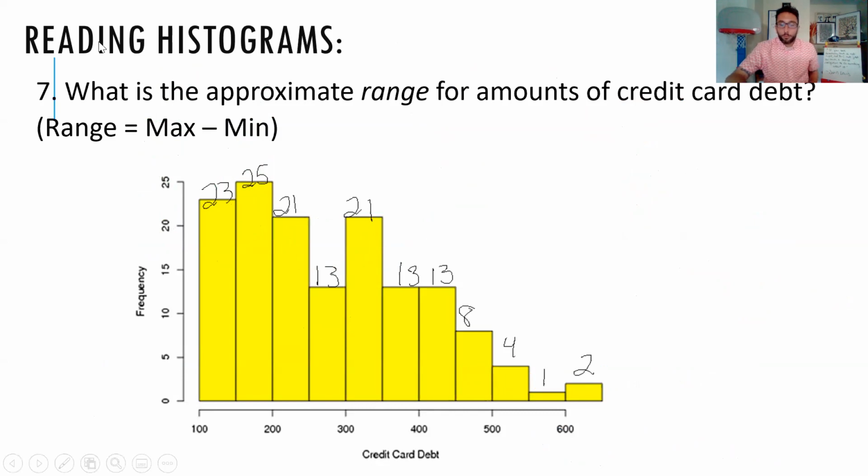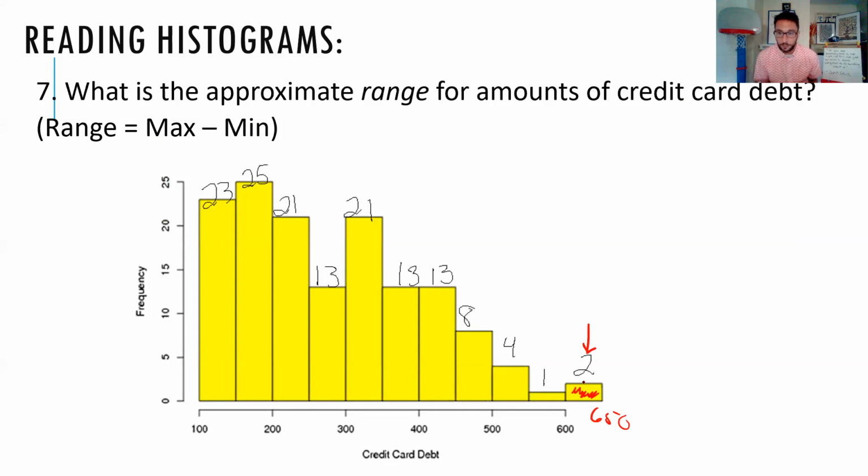So the approximate range for credit card amounts. The first thing we have to think about here is when we look at a histogram, and this is getting into some of the knowledge of how to make it. So in some ways, this might make more sense after you watch 2B. We know, for instance, there are 2 students who have between $600 and $650 of credit card debt. However, we have no idea what exact amount of debt those 2 students had. So these 2 students could both be 649. They could be, right, 601 and 630, like whatever.